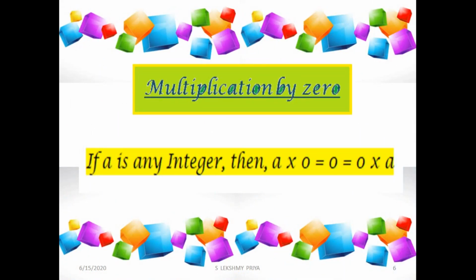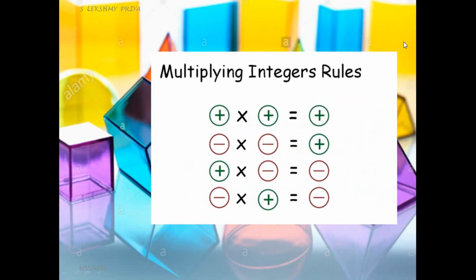And what about multiplication by 0? That you know already. When you multiply any number with 0, the answer will be 0 itself. So, as a definition, we can say, if a is any integer, then a times 0, you are multiplying a with 0, and 0 times a, you are multiplying 0 with a. Both ways, the answer will be 0 itself.